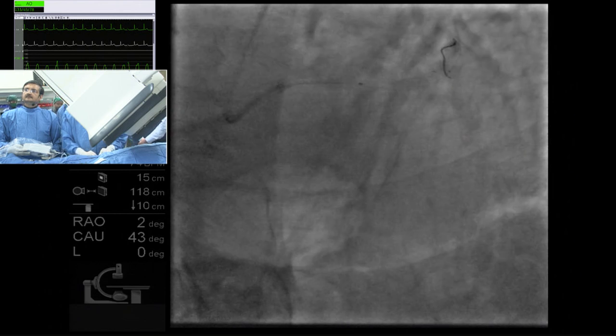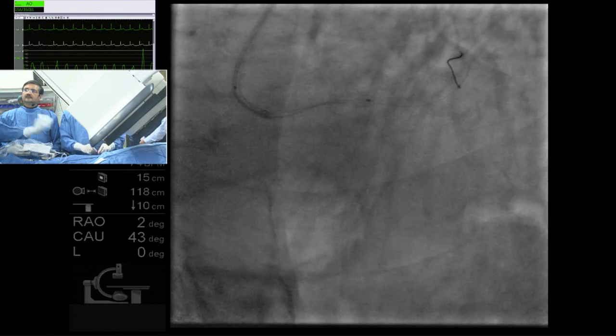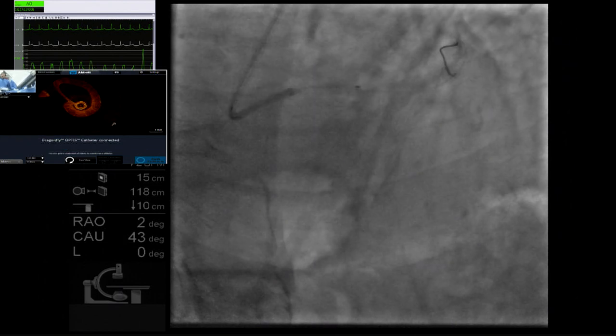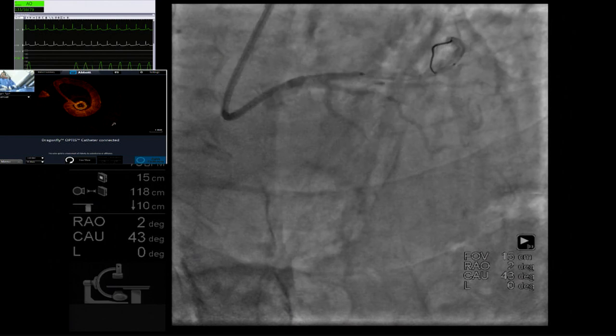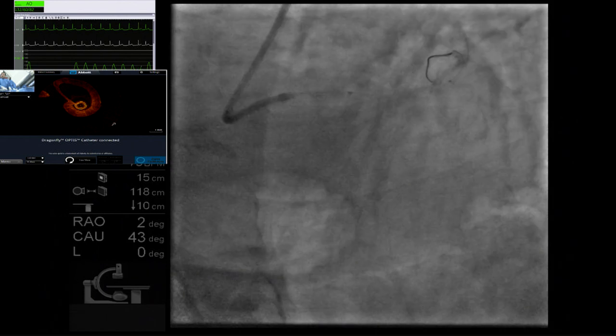You're already having difficulties advancing the OCT. So that's why I was saying that anticipating what stent is important, because now if you do the IVL... inject. Well, I think the vessel may not prep. There is a dissection there. We need to prep the... There's a long dissection. We need to prep the lesion better.